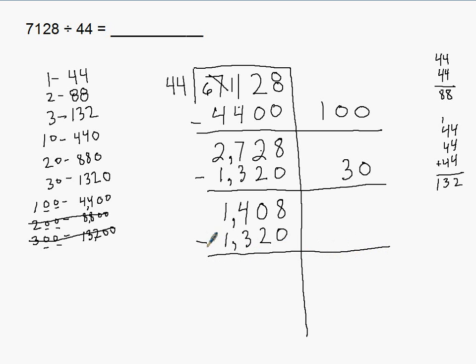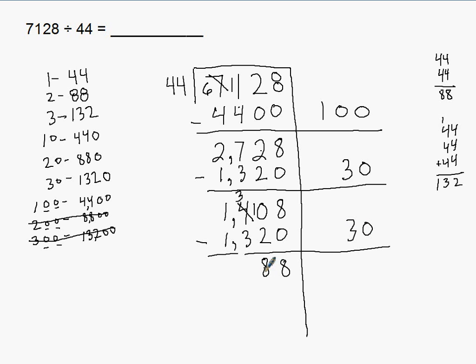Draw a line. 8 minus 0 is 8. 0 minus 2, I can't do that, so I'll borrow from my 4. Put the 1 in front of the 0. 10 minus 2 is 8. And 3 minus 3 is 0. 1 minus 1 is 0. And since these are leading zeros, I can go ahead and erase those. And 1,320, I'd multiplied times 30 to get, so put the 30 out here.